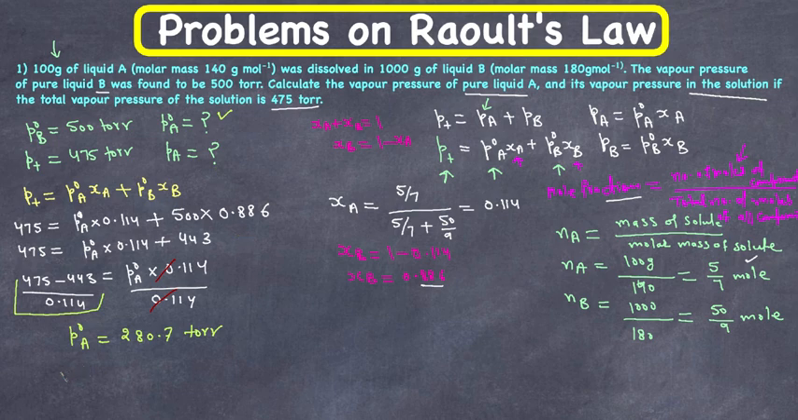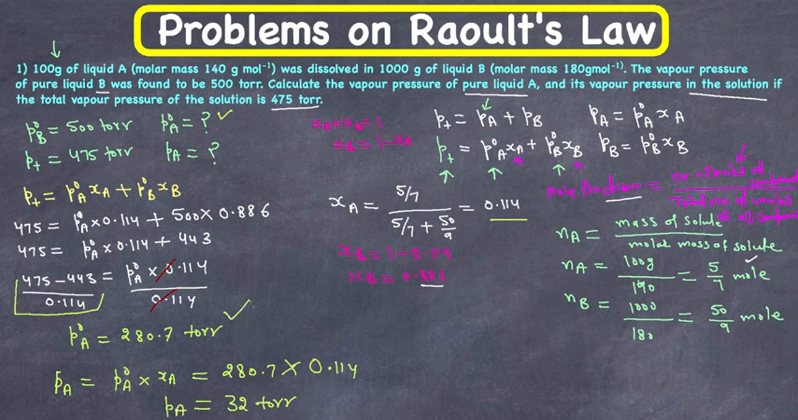Second unknown, PA. We know PA is equal to P naught A times XA, and P naught A we just calculated is 280.7, multiplied by the mole fraction XA, which is 0.114, and when we multiply it, this gives me 32 torr. So PA is equal to 32 torr. So P naught A is 280 and PA is 32 torr.